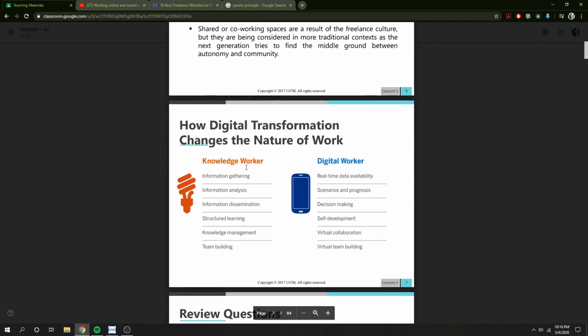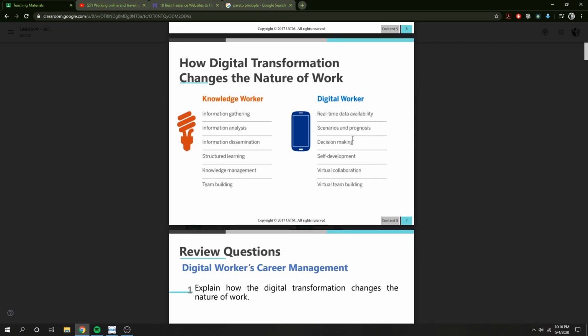Alright. Okay, goes to this one. How does digital transformation change the nature of work? Real-time data availability, scenarios and prognosis, decision making, self-development. These are all the digital worker's attributes. Self-development, virtual collaboration, meaning they have meetings online using Skype, Google Meet, Zoom, or Webex. And virtual team building, meaning that on their own they have to find their networking, compared to a company where cliques already exist.